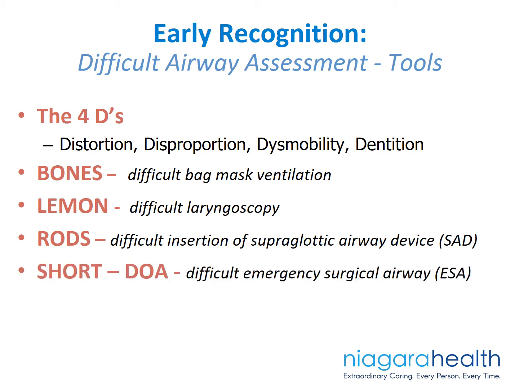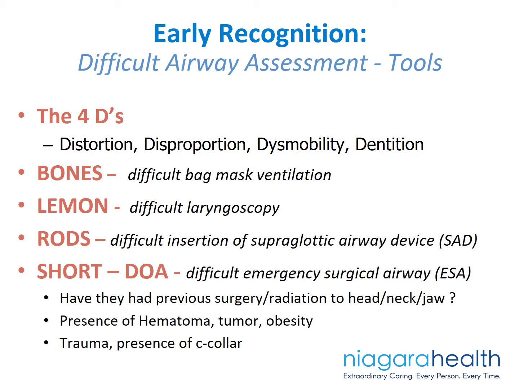And SHORT-DOA is who will be difficult to place an emergency surgical airway, which again, remember, this is our final common pathway when we can't intubate, can't ventilate. So we need to be able to do this to figure out the likelihood of any of these scenarios. And we're going to go through these in detail in the upcoming slides.